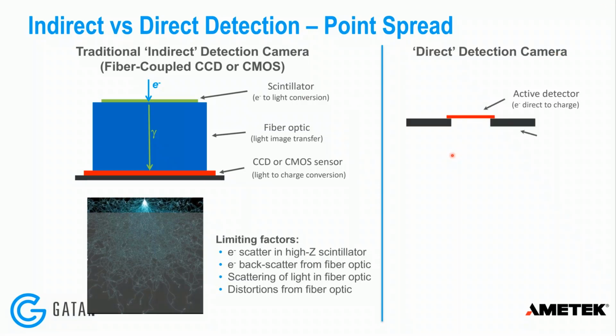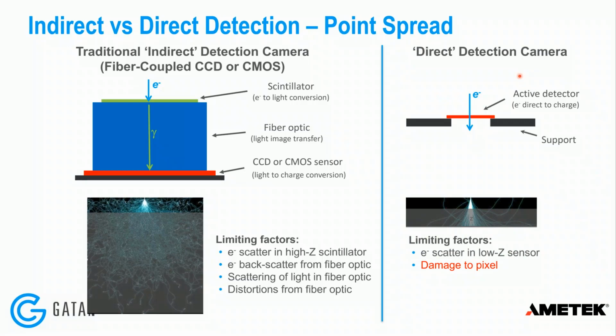For the direct detection camera, we just have active pixels that are thin and supported by support material, and we're directly measuring the electron beam with the sensor itself. A fast electron will pass through a sensor pixel and generate electron hole pairs, giving us a direct method of measuring the charge of the sensor. There are some limitations here. We have scatter in the sensor itself again. We have a low Z sensor here instead of a high Z scintillator. We can get pixel damage.